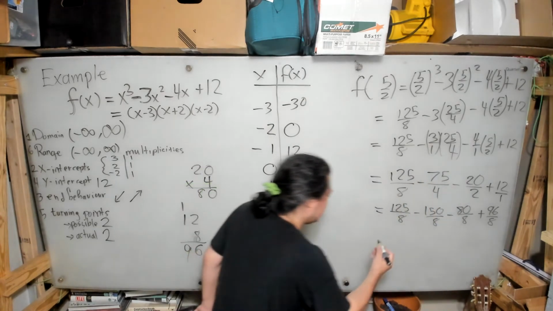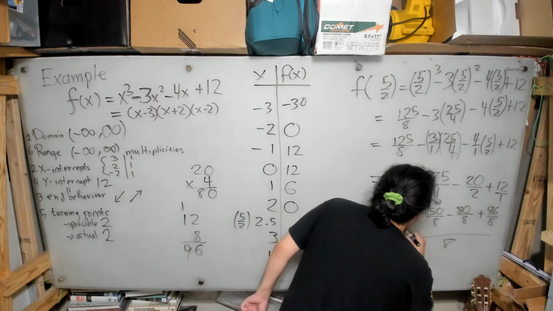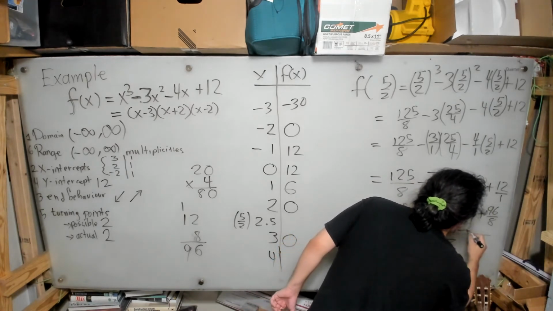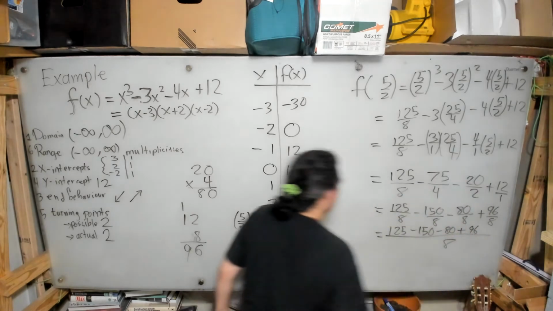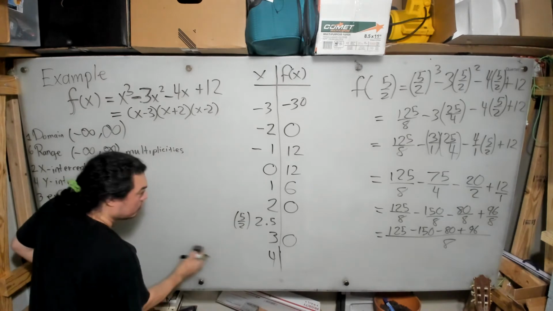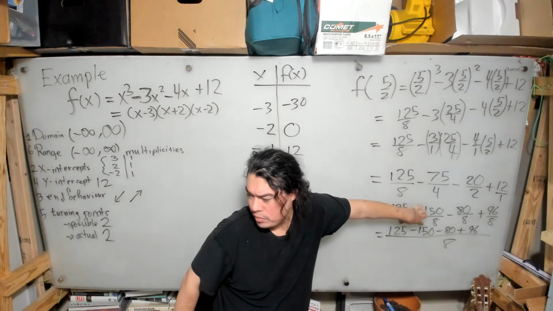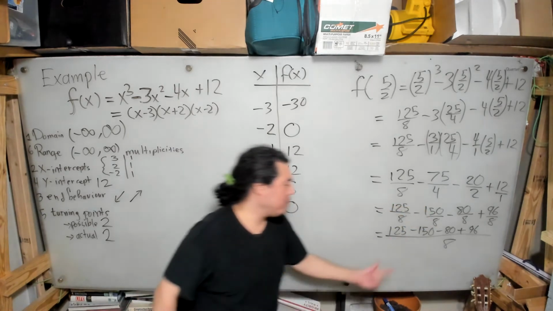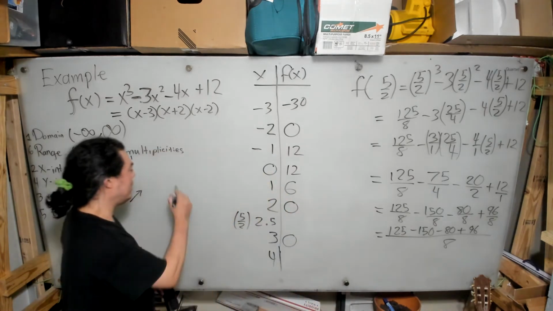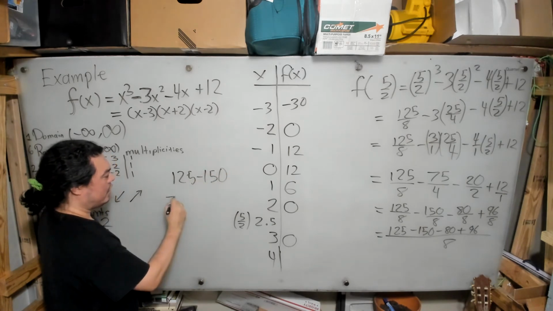I can now write this as 125 minus 150 minus 80 plus 96, all over 8. Okay? So what's 125 minus 150? That will actually be negative 25. Okay? So why is this the case? 125 minus 150. What is that?